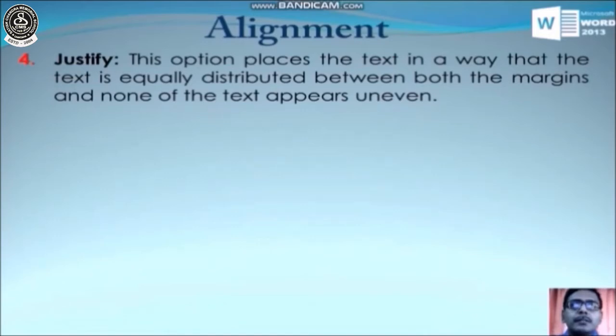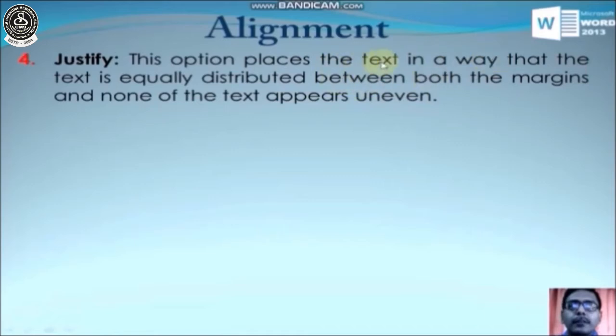And the last one is justify. This option places the text in a way that the text is equally distributed between both the margins and none of the text appears uneven. See this paragraph. It seems that it has started from the left margin and ended up in the right margin. So nothing of the text is uneven.